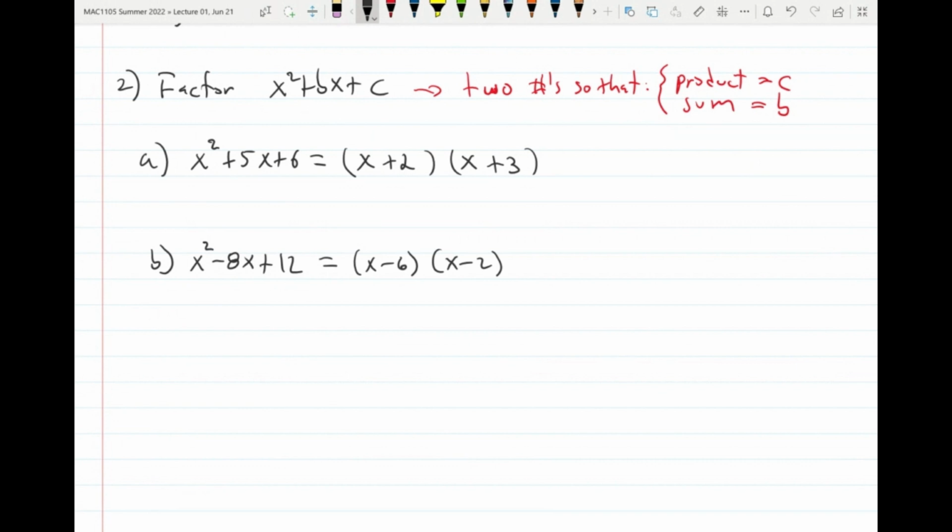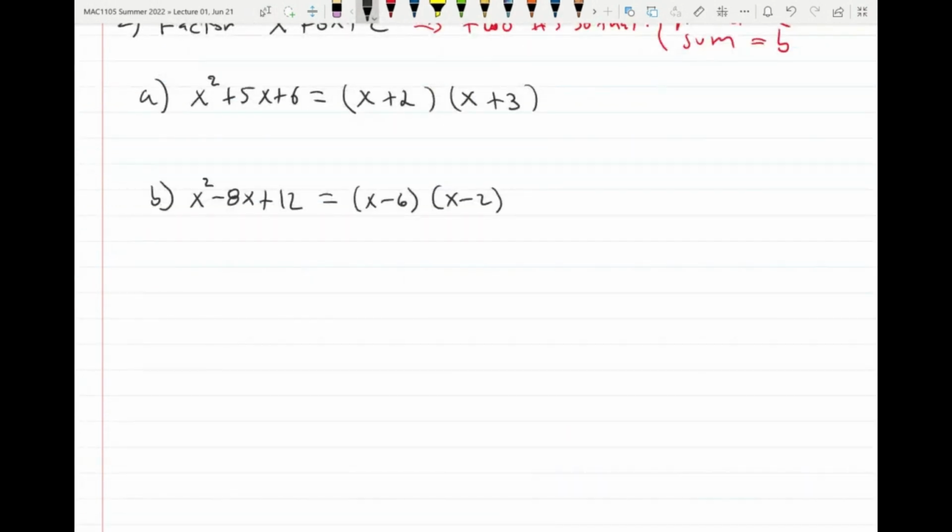Okay, do you understand this? All right, then for a minute. So let's play the next one, and then we're done. So how about when you have something in front of the x squared that's not a 1? Okay. How about something like this? Factor ax squared plus bx plus c with a different than 1.